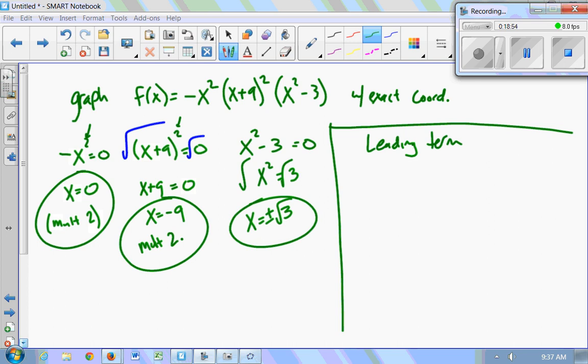Right, so I like to start with anything that has to get squared, right? So I have x plus 9, that has to be squared.